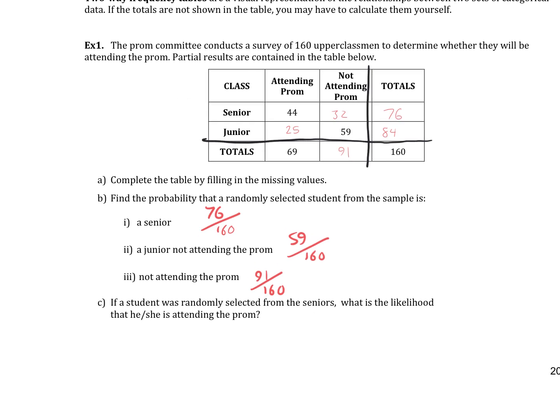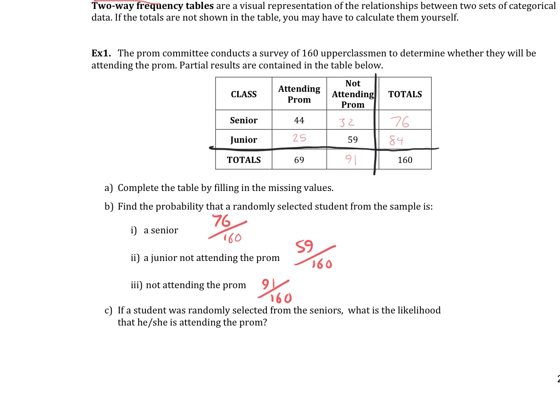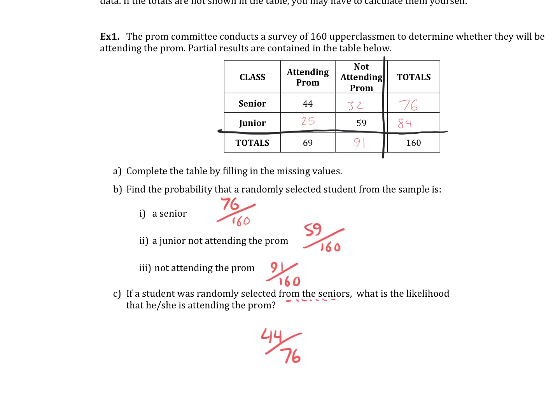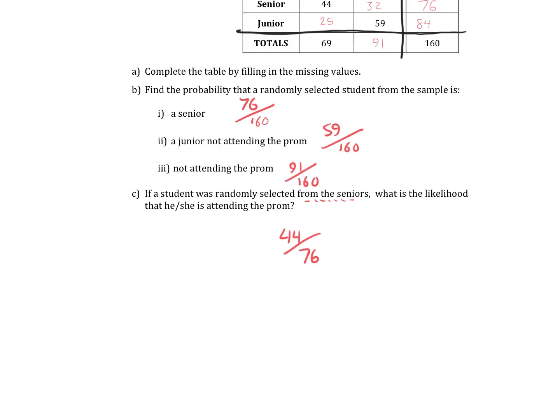If a student was randomly selected from the seniors, okay, there we go. There we're changing the denominator. So just out of the seniors, that's the thing that's going to get people. What's the likelihood that they're attending the prom? This is like a conditional probability: given that they are a senior, that's 44. People who get this wrong are probably going to say 44 out of 160, and they miss the "from the seniors." If we already know the person's a senior, we can narrow that down. It's only out of 76.